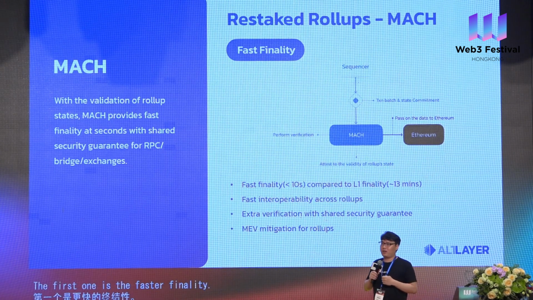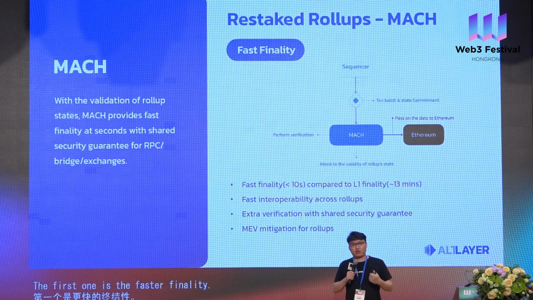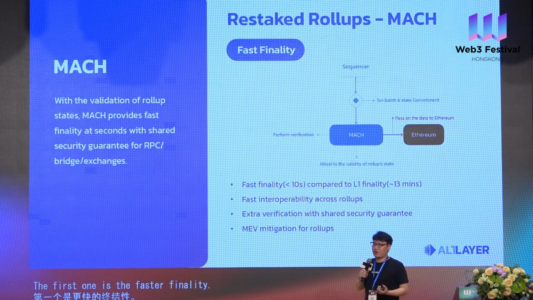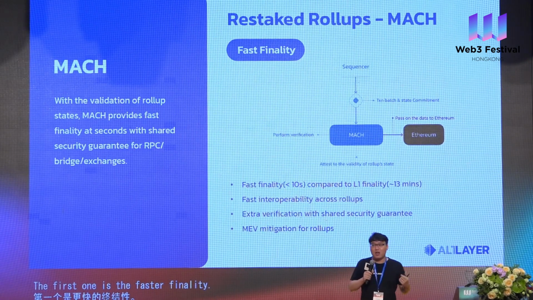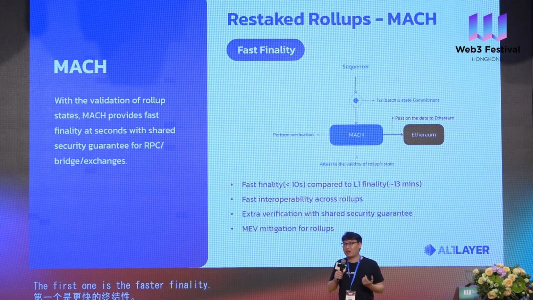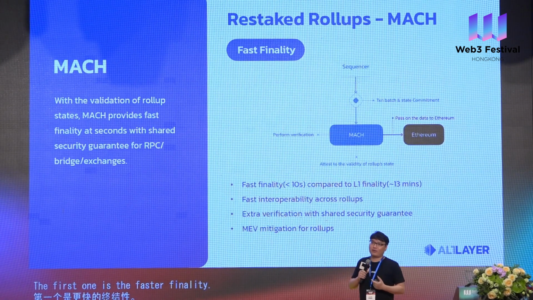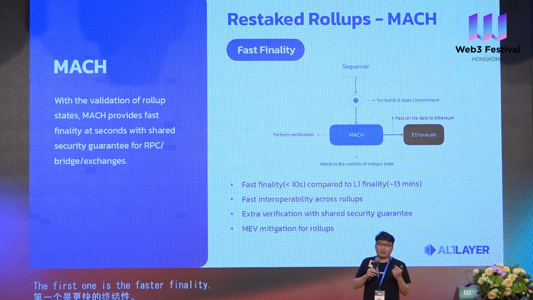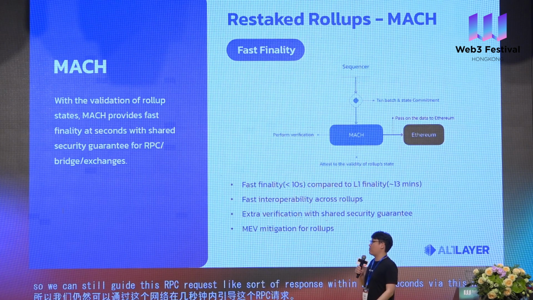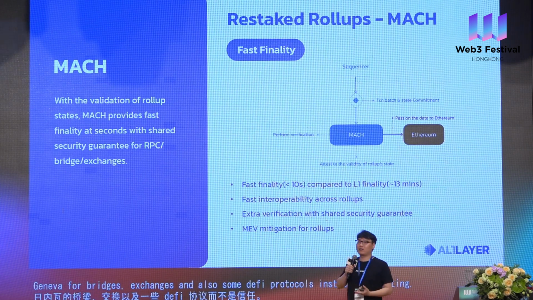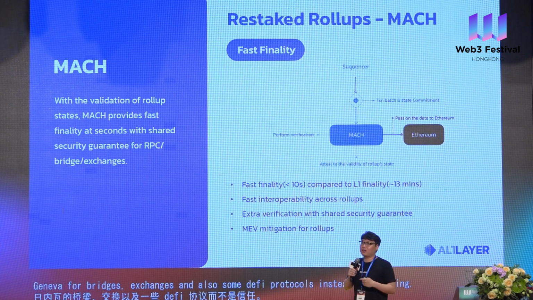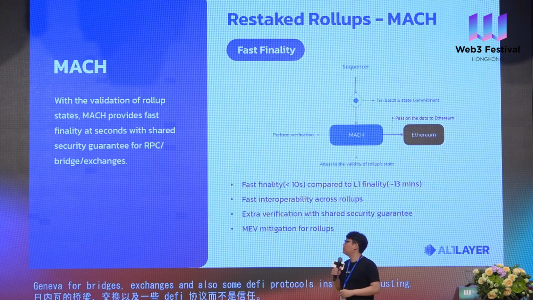Since we have this verification network, we don't blindly trust the sequencer. And since the performance of the decentralized verification network is very fast, we can still get the RPC response within a few seconds via this network. So in that case, for bridges, exchanges, and also some DeFi protocols, instead of trusting the single sequencer blindly, we can just leverage this MARC to do fast processing for the transfer from one chain to another.